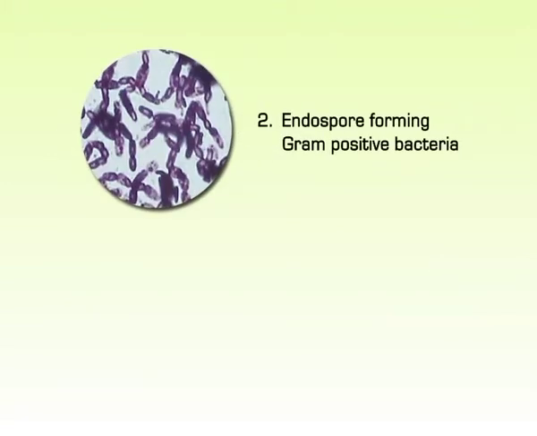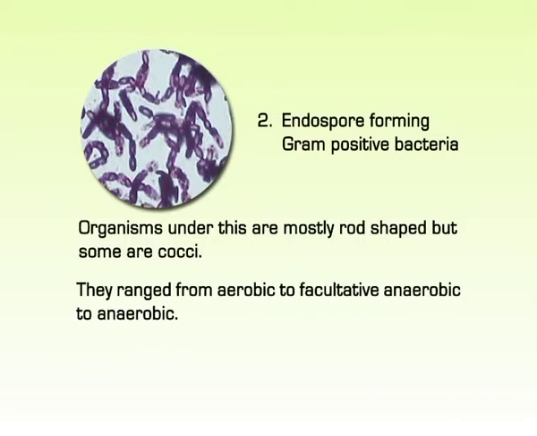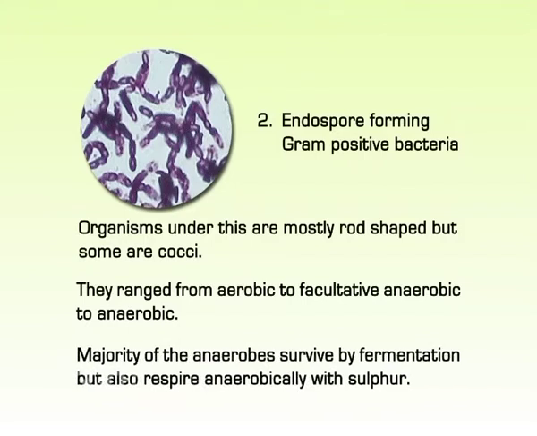The second one is endospore-forming gram-positive bacteria. Organisms under this are mostly rod-shaped, but some are cocci. They range from aerobic to facultative anaerobic to anaerobic. And the majority of the anaerobes survive by fermentation but also respire anaerobically with sulfur.